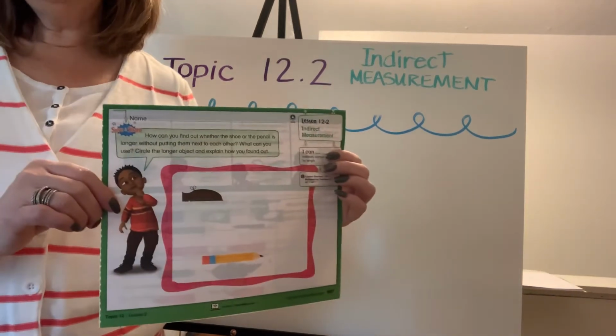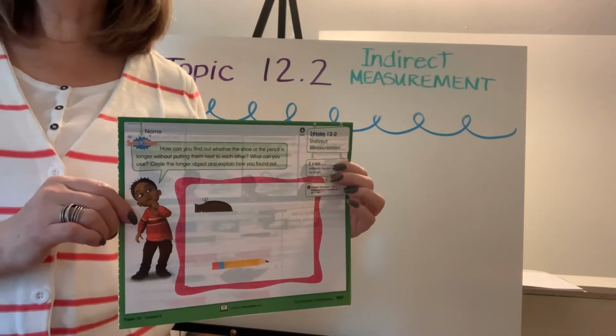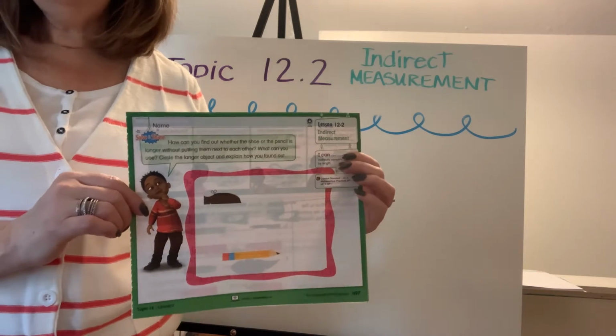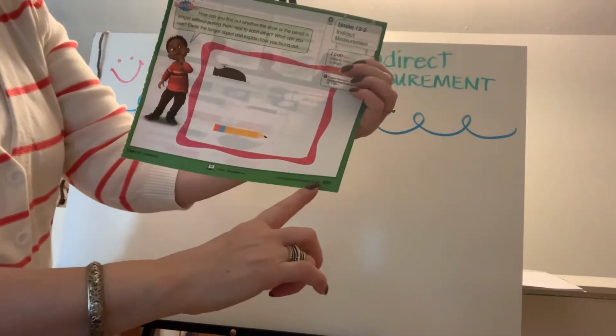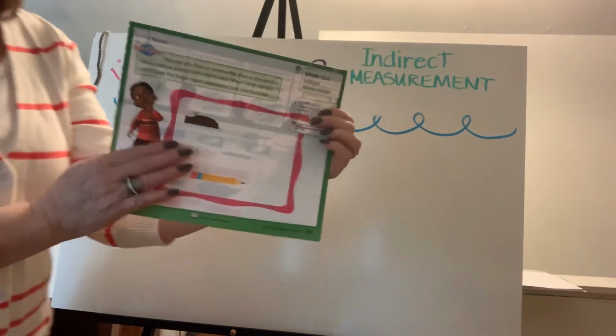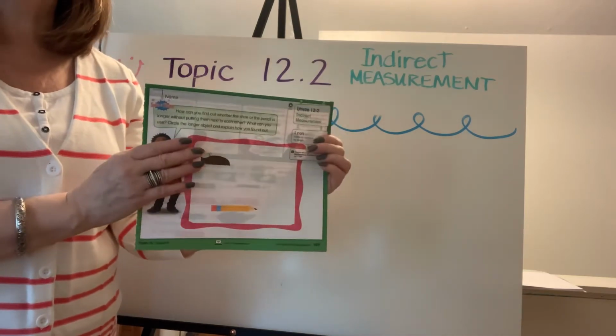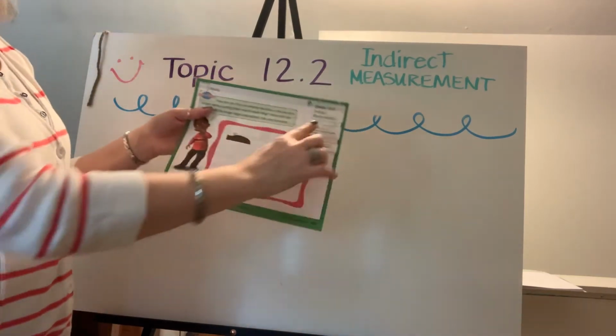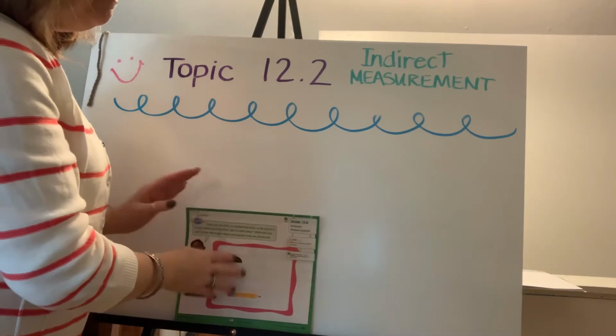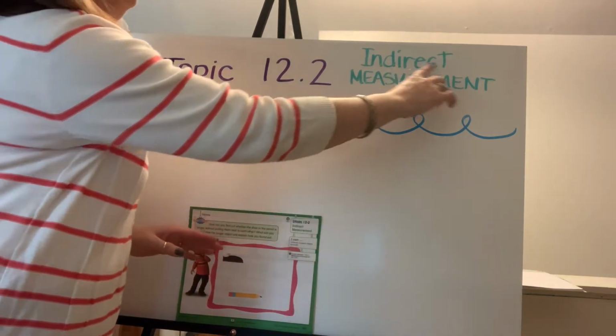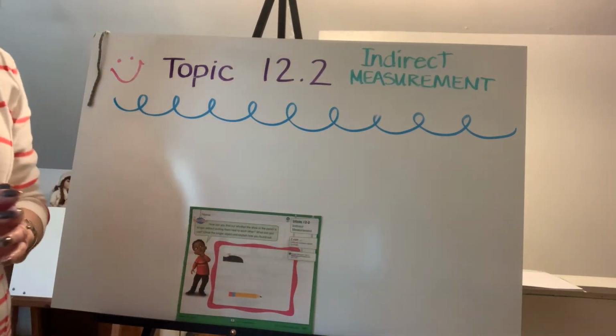Good morning, everyone. Today we're going to be working on lesson 12.2. So if you will please pull out page 497 out of your math packet, that would be awesome. As you notice up in the green box, there's a phrase that says indirect measurement.